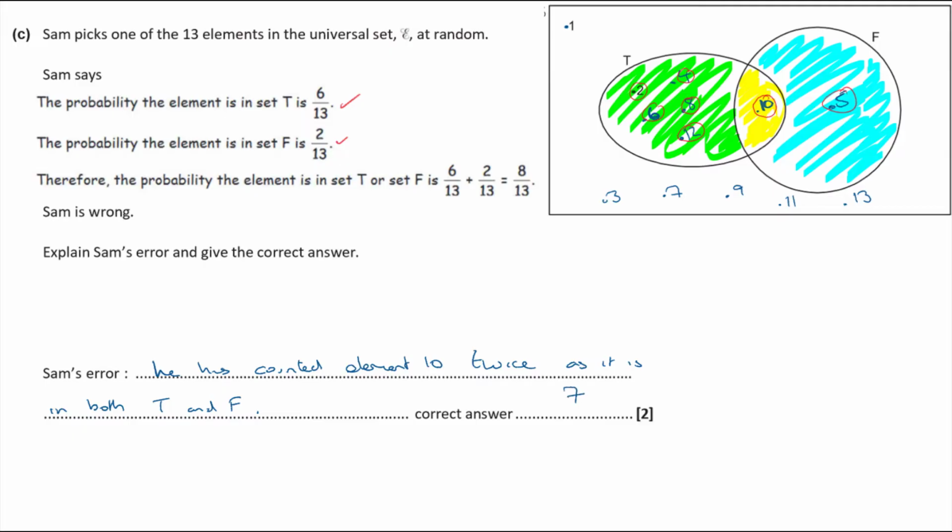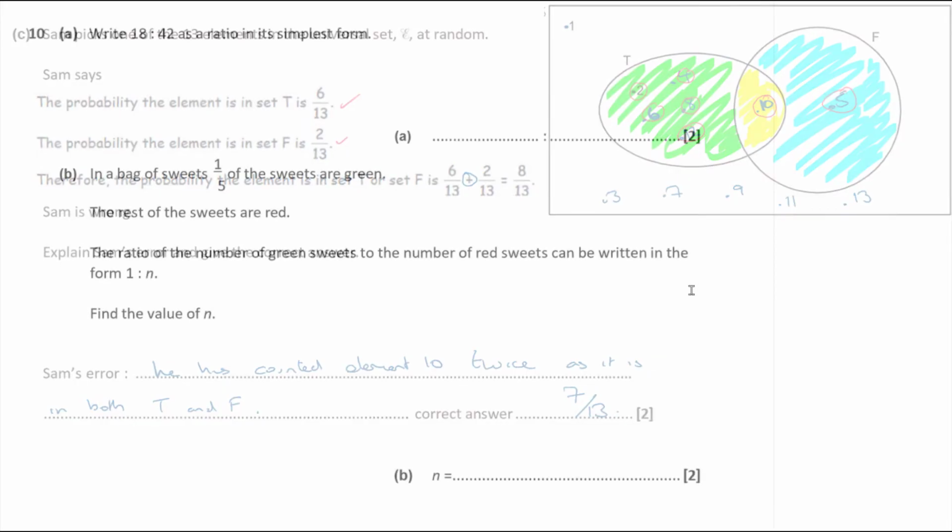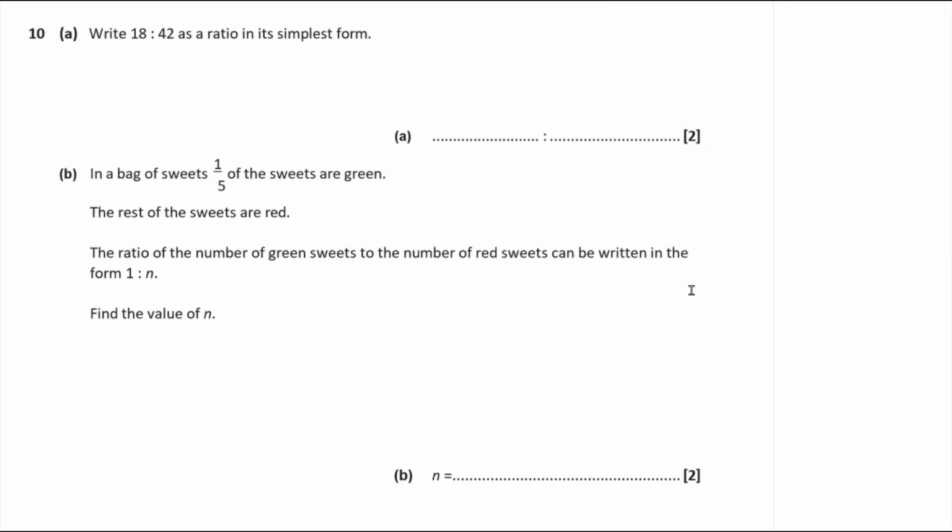So the correct answer is going to be 7 out of 13. So you can add probabilities together, but only if your 2 sets are mutually exclusive. Okay, so if you've got probabilities, they have to be mutually exclusive probabilities, and here they're not mutually exclusive because 10 is in both.